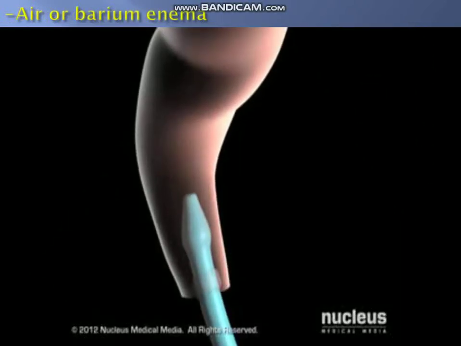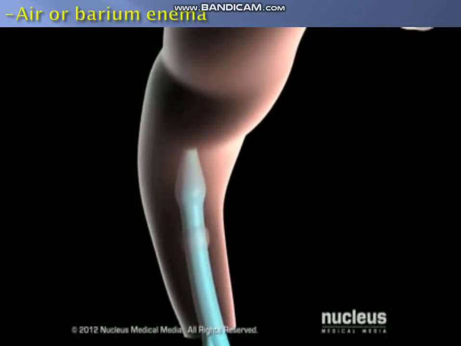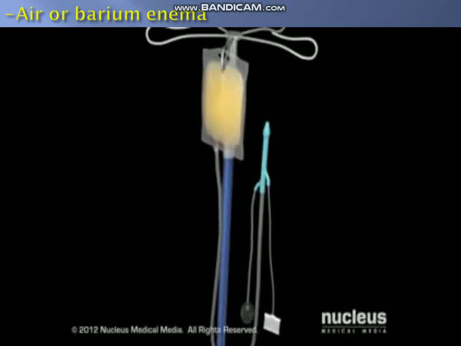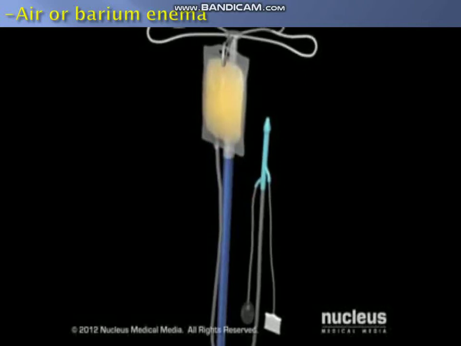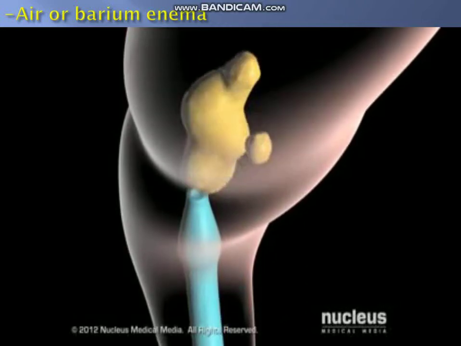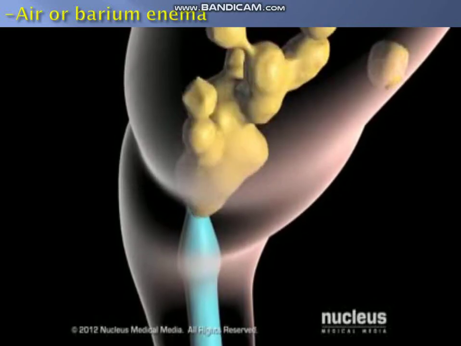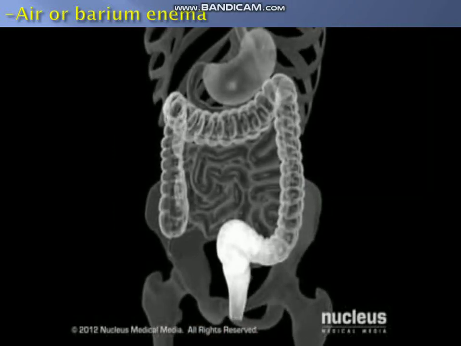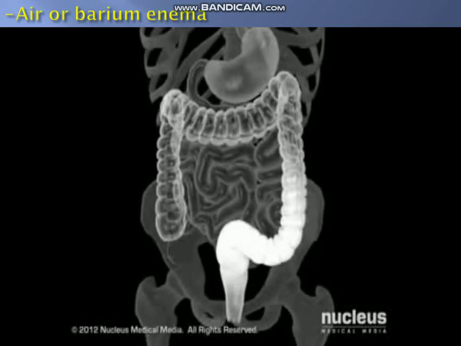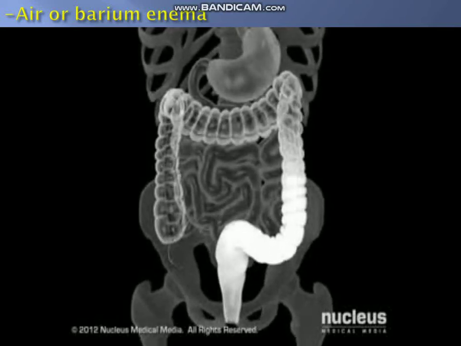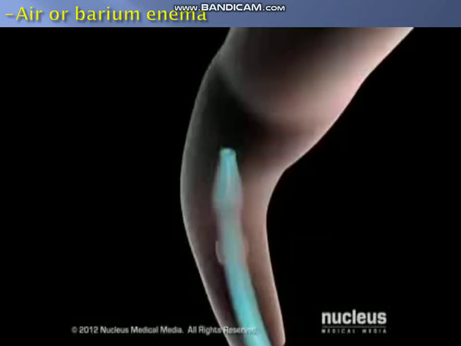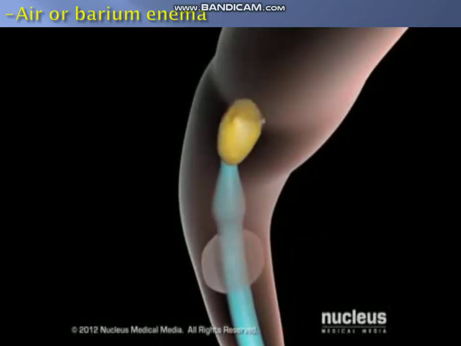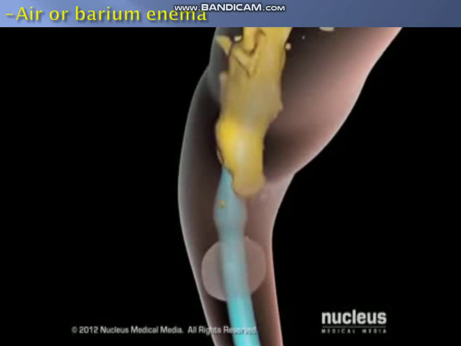So we can diagnose by using an air or barium enema. Basically, an air or barium enema is an improved colon imaging procedure that can be performed to discover the suspected cause of obstruction. During the procedure, introduce air or liquid barium into the colon through the rectum. For intussusception in children, an air or barium enema can most of the time fix the problem and no further treatment is needed.